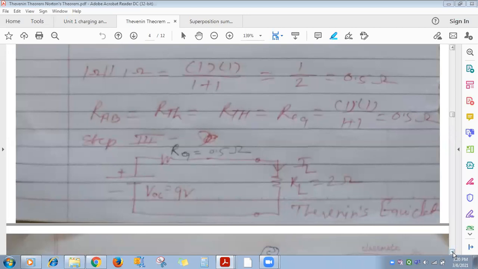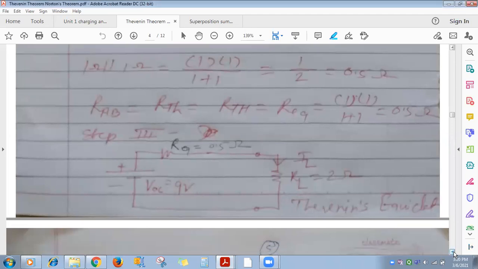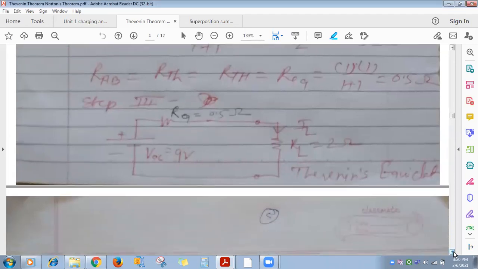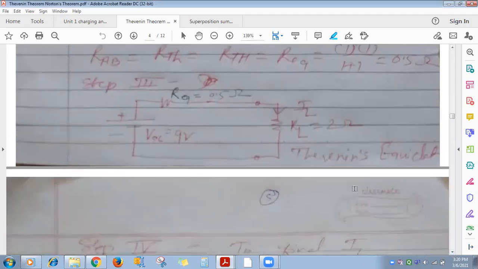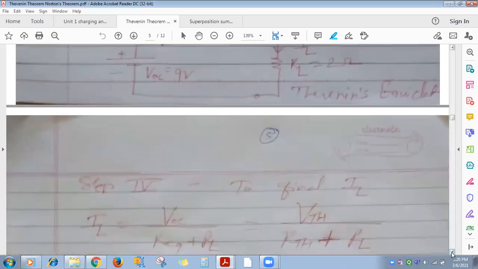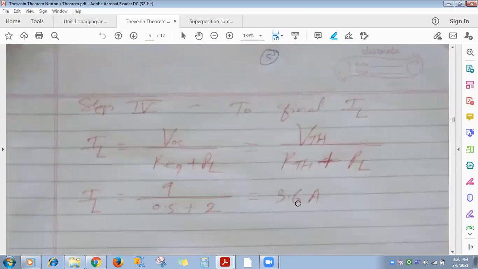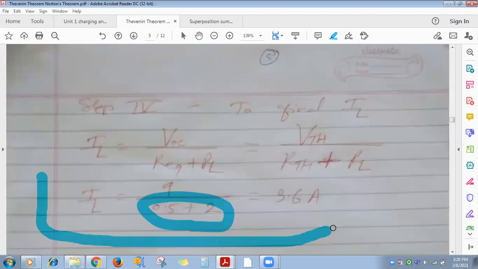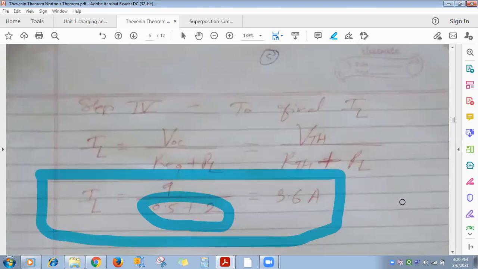Okay, so Thevenin's equivalent voltage. Now here we have drawn Thevenin's equivalent circuit. So how to find out the current? Using Ohm's law. All values you know: voltage divided by resistance. Both the resistances are connected in series, so 0.5 plus 2, and VTH is 9 volt. So everyone is getting load current 3.6 ampere.